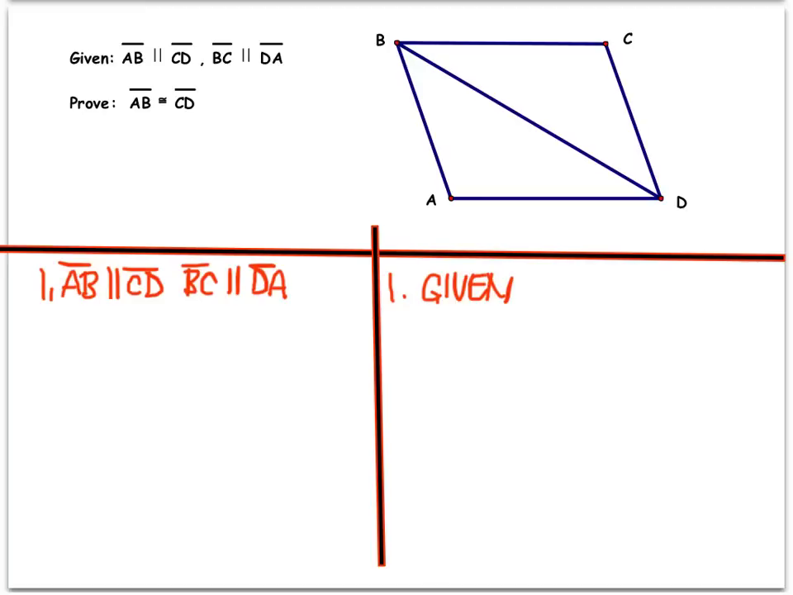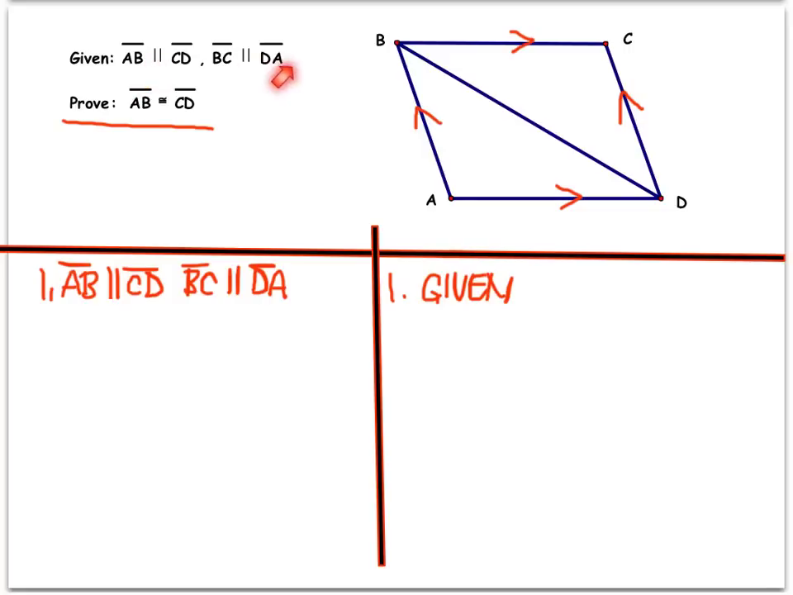We're given that AB is parallel to CD, so I'll put my arrows to indicate parallel. And we're also given that BC is parallel to DA. In the end, we want to come up with the endgame of the proof, the last step, that AB is congruent to CD. So just have that endgame in mind. AB, this segment here, is congruent to the segment over here. Now we have to come up with some way to do this.